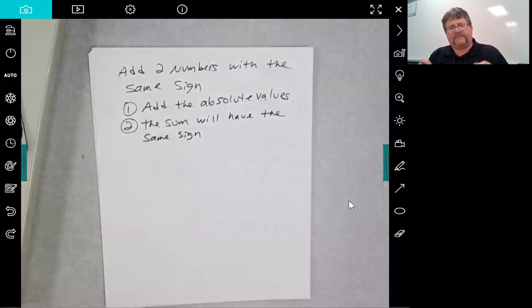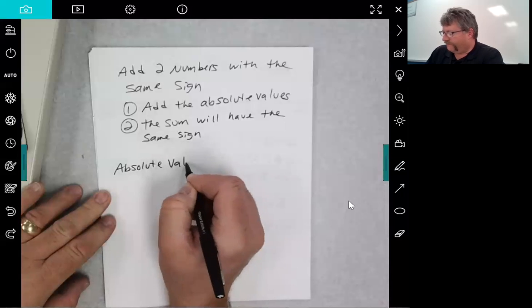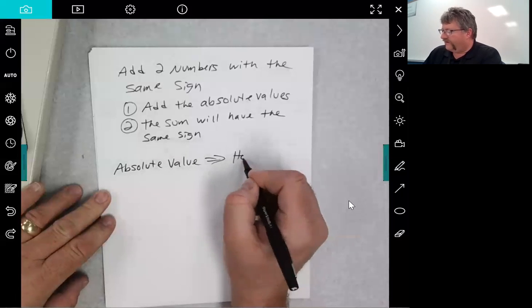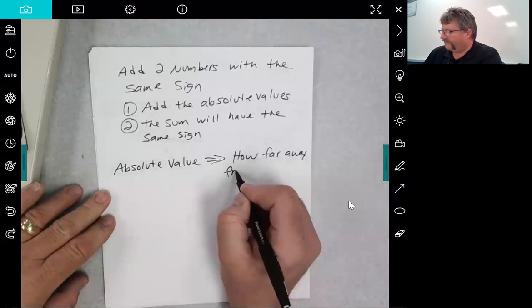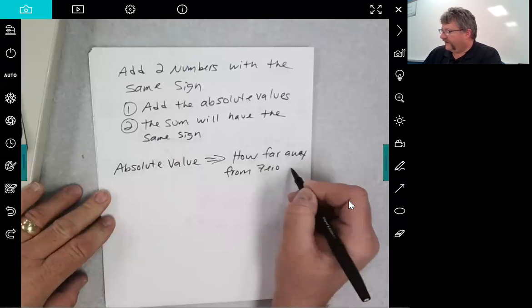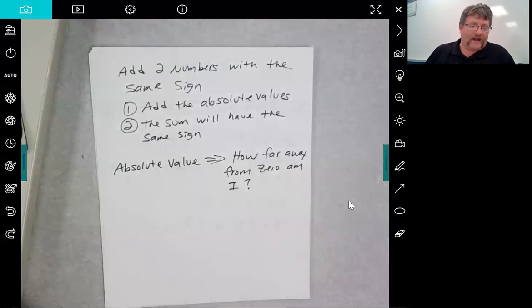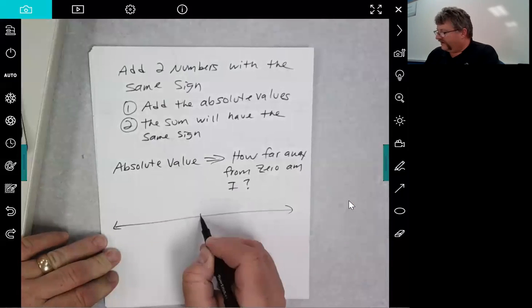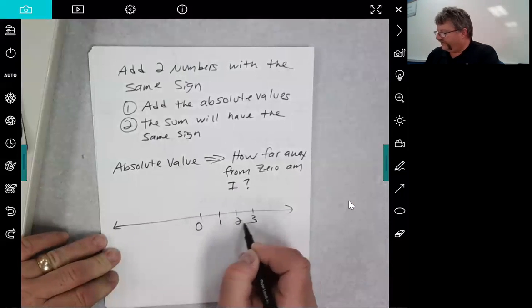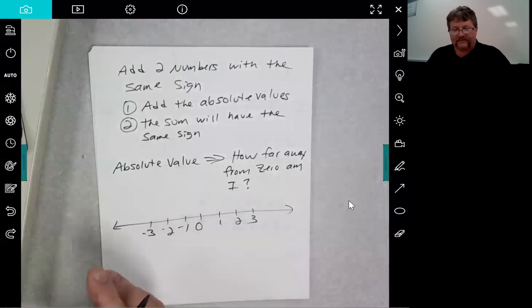So we haven't really talked absolute value, so let's take a minute to talk about that. Absolute value just says how far away from zero am I? How many steps away? I don't care what direction. That's the mistake people sometimes make. I've got zero here, 1, 2, 3, -1, -2. I just want to know how many steps. I don't want direction.